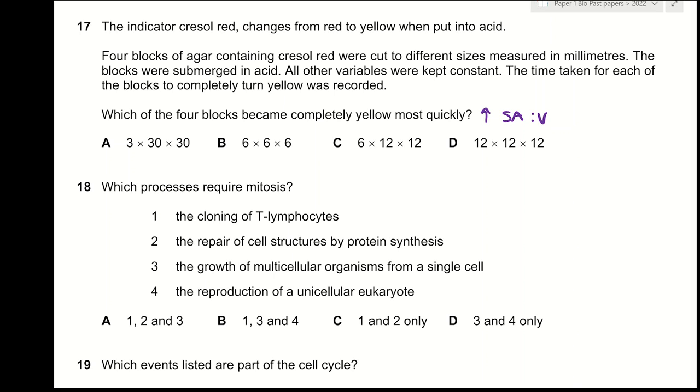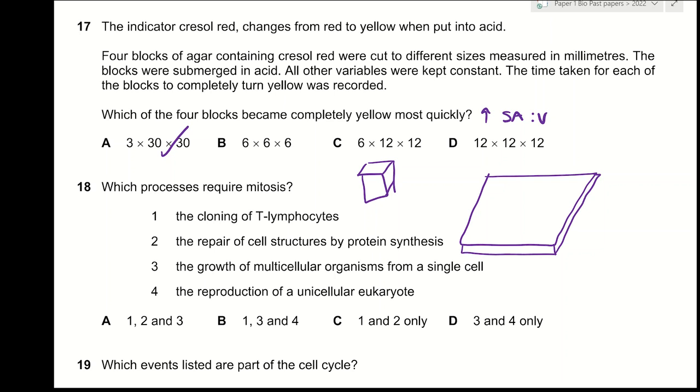Now, for example, for A, if you would imagine it, we would see a very flat block looking something like this. So logically, this would have the highest surface area to volume ratio, contrasting B, for example, which would look something like a cube. Now, a cube looking like this would not have a higher surface area to volume ratio compared with the very flat surface of A. Same with C and with D. Therefore, the correct answer must be A.